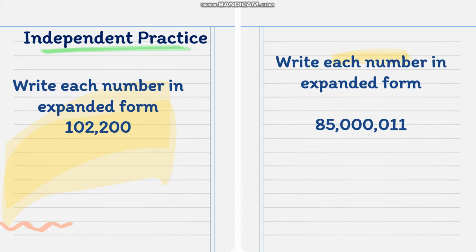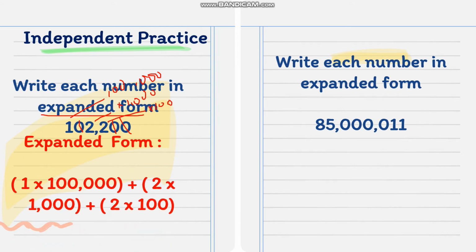102,200. So here, I told you, when you're going to change it into expanded form, do not include 0. So only 1, 2, and 2. And find the place. This is 100,000. So 1 multiplied by 100,000. 2 is in the thousands, so multiply by 1,000. And another 2 is in the hundreds, so that is multiplied by 100.